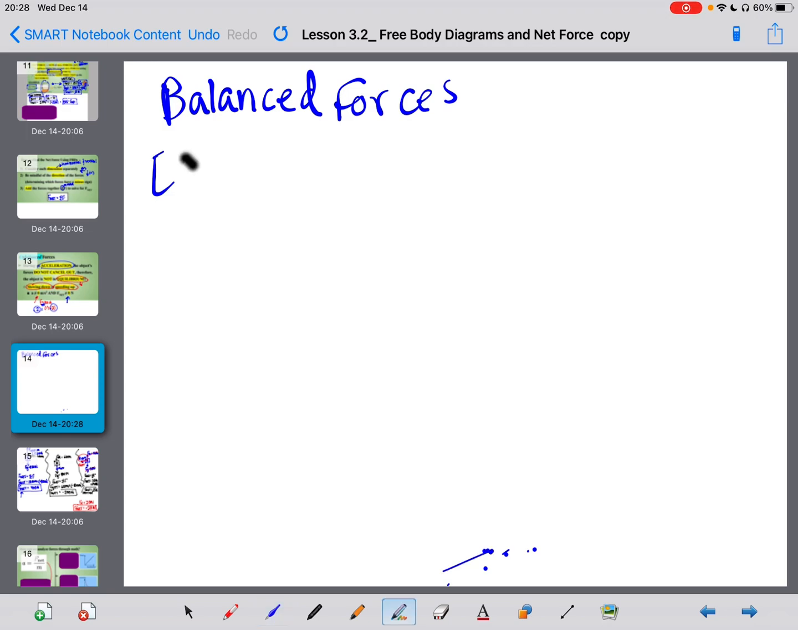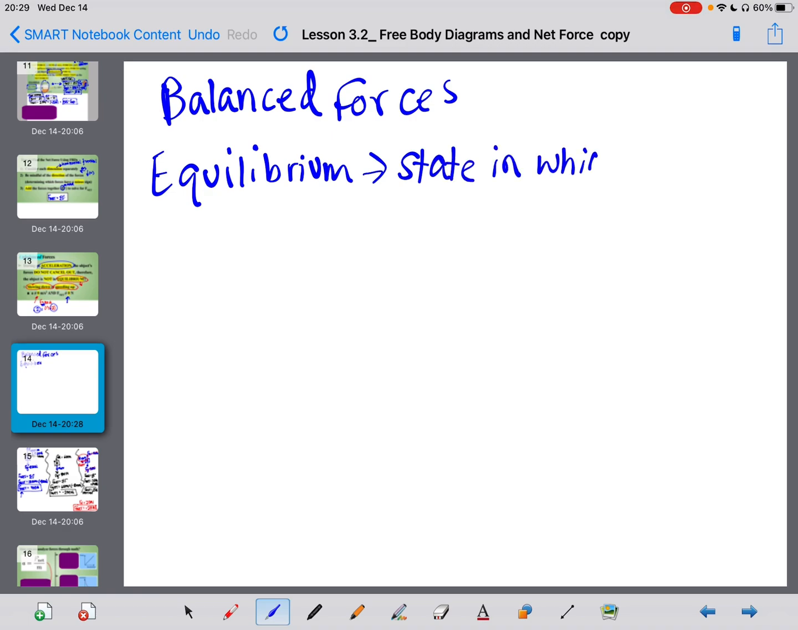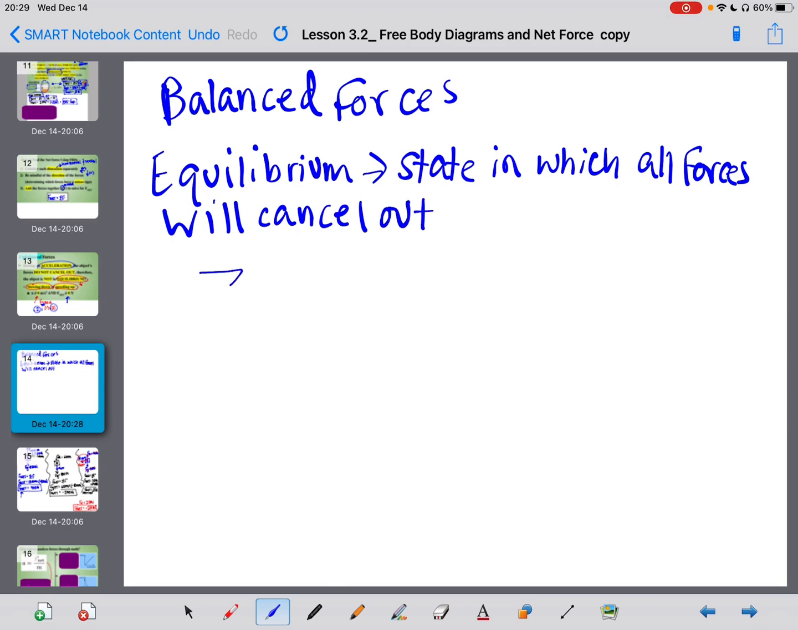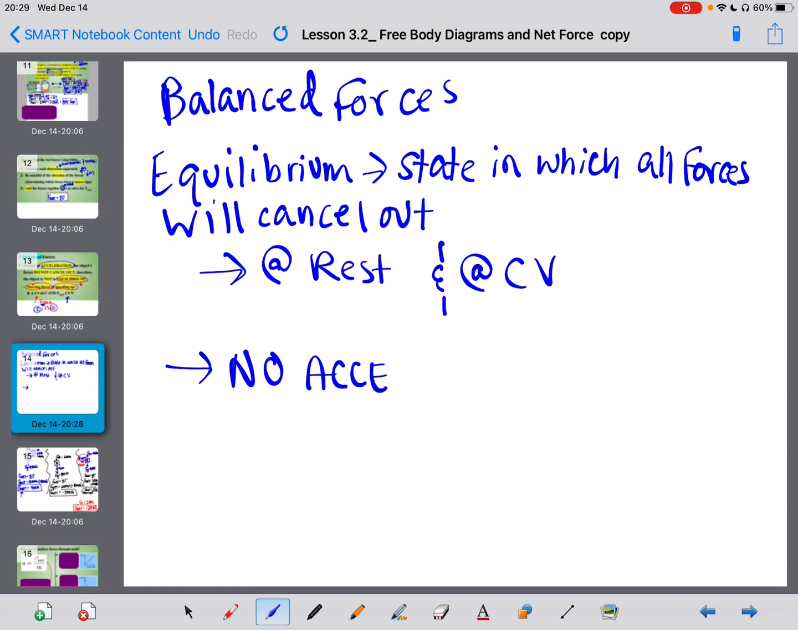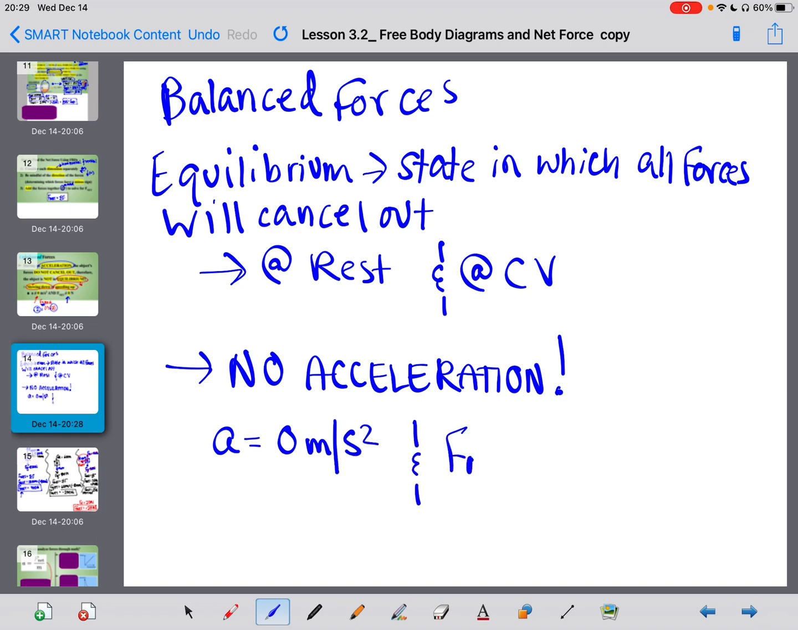So that means when objects are in equilibrium, again, that's just a state in which all forces will cancel out. This only happens in two states. This happens at rest and when an object is moving at constant velocity. So we say that there's no acceleration happening. That should make sense, because if I'm at rest or moving with a constant velocity, how could I be accelerating? So that means that my acceleration has to be 0 meters per second squared and my net force has to be 0.